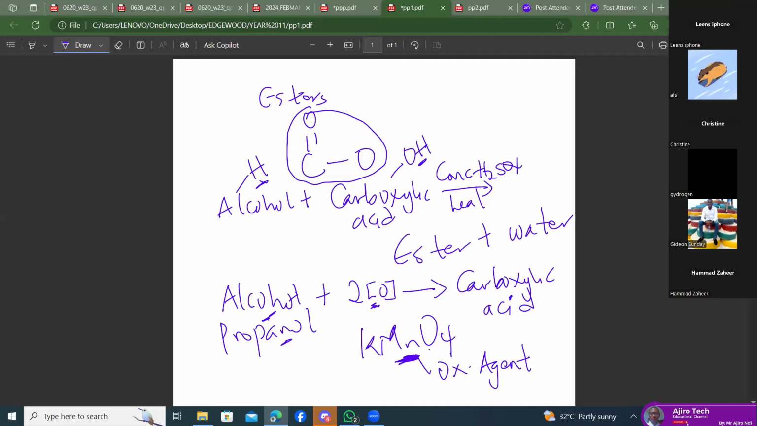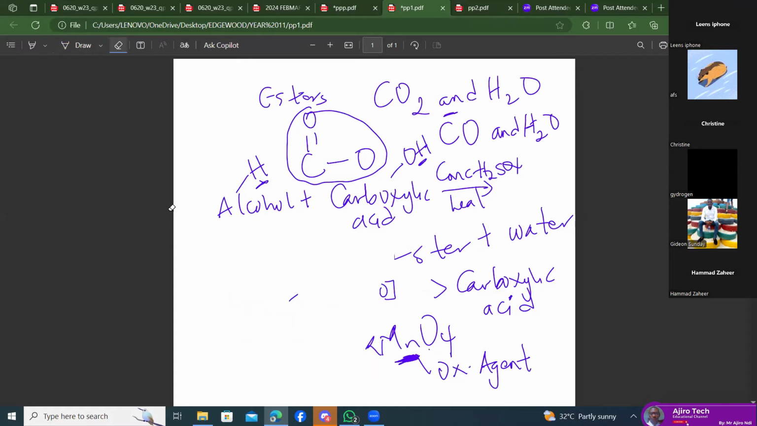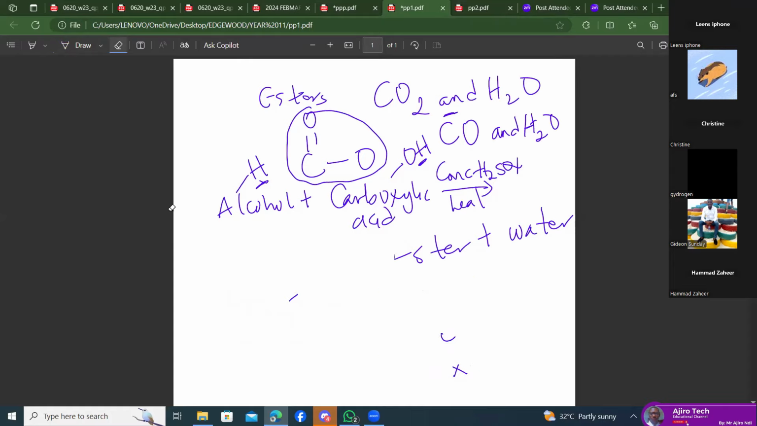Yes, the equation of incomplete combustion of methane. What you need to know is that complete combustion will give you carbon dioxide and water, while incomplete combustion gives you carbon monoxide and water. So that's the difference. When you are asked to write an equation of a hydrocarbon undergoing complete combustion, the products should be carbon dioxide and water. But if it were incomplete combustion, you're going to have carbon monoxide and water.